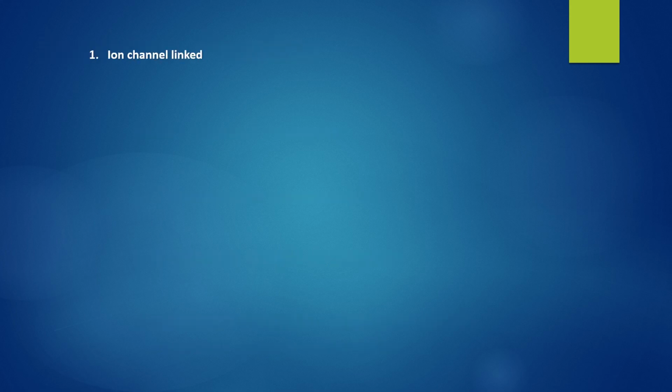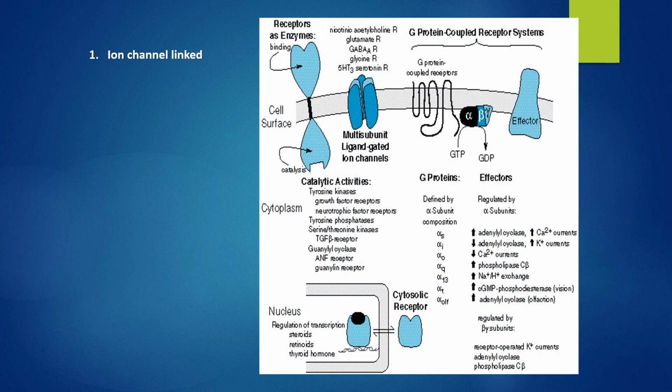First one, ion channel linked. See here. Here you can see different types of receptors. Consider this is a membrane of a cell, with some cytoplasm. So there is a receptor. Different types of receptors are there. First one is the ion channel linked or ion receptors. Here it is a multi-unit receptor type. It is a ligand gated ion channel. Ligand means one substance which has affinity for attaching. So when some substance is attached to this receptor, it will be activated, or it will open the channel, or do whatever the action is.